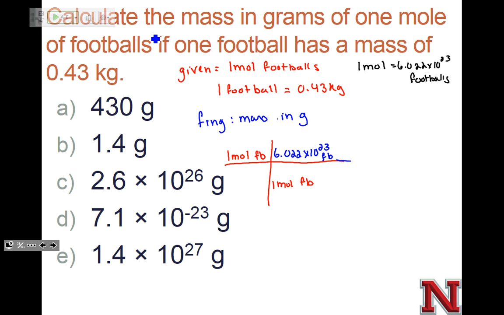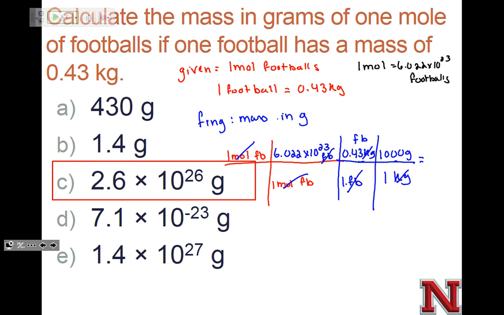Now we also have a relationship that 1 thing, which is our football, is equal to 0.43 kilograms. So that would give us our mass in kilograms. Of course, we want our mass in grams. So remember, 1,000 grams equals 1 kilogram. That's true of footballs, of anything. So it's a lot easier than what the problem made it sound like. And if you can do a problem like this, you're really understanding what you're doing. So of course, when you actually plug that in, it comes out to C.